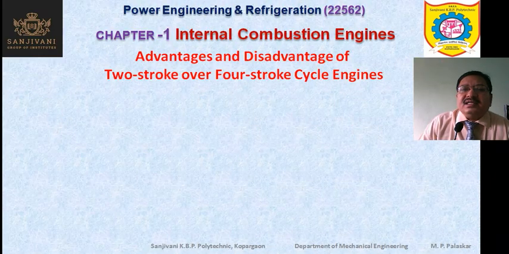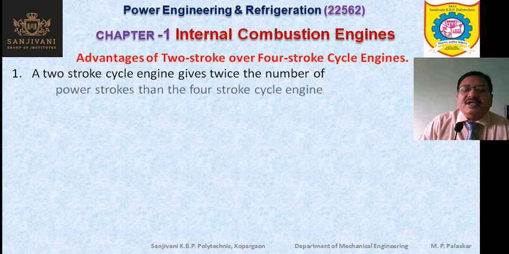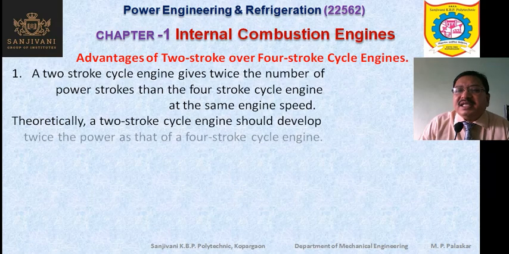Now let us try to see the advantages and disadvantages of the two-stroke engine over the four-stroke engine. So we get the points of comparison between the two-stroke engine and the four-stroke engine, and if you just study the advantages and disadvantages of the two-stroke engine over the four-stroke cycle engine, we can also write the comparison between them. So first point is about the power obtained. How much power is obtained in the two-stroke engine and how much power is obtained in the four-stroke engine if the speed of the engine is the same?